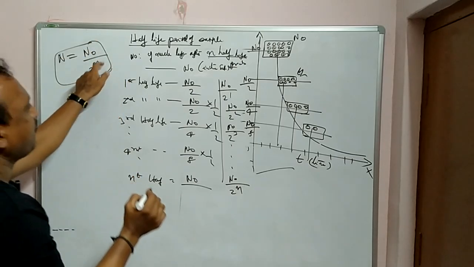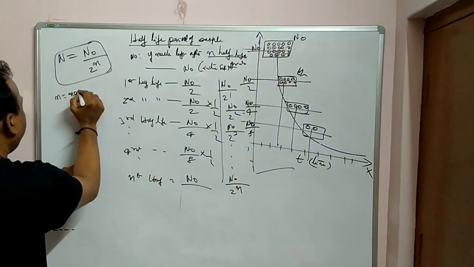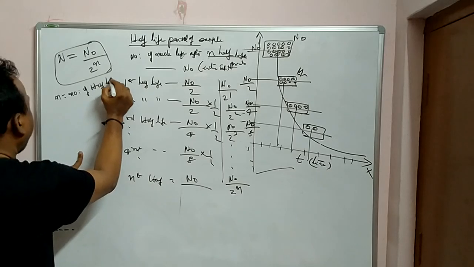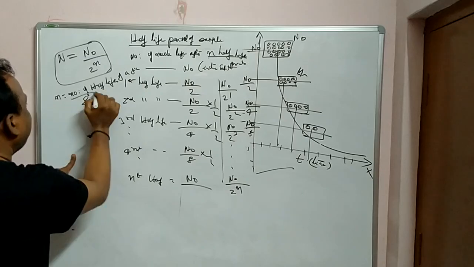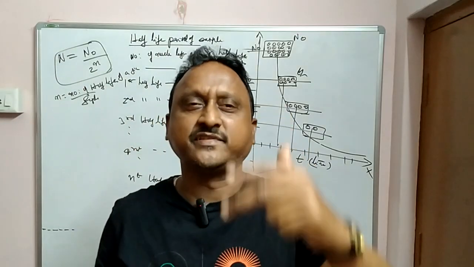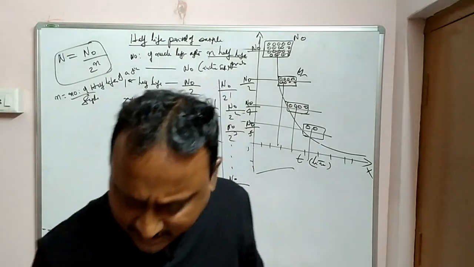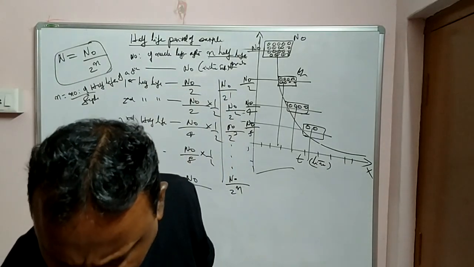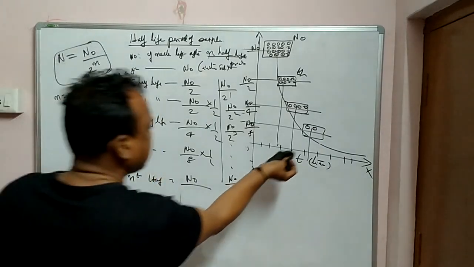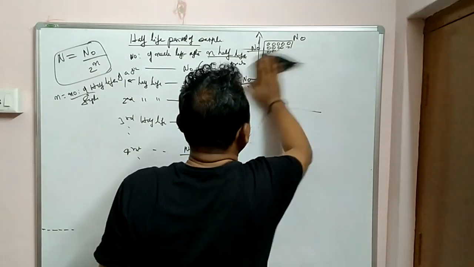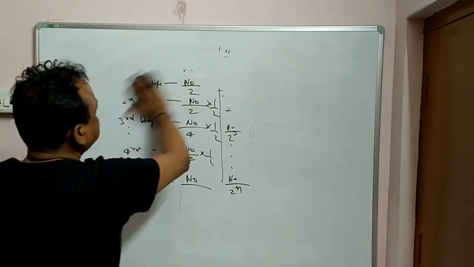Here n is the number of half-life periods. n is equal to the number of half-lives of a given sample. Any halves? 2 halves, 3 halves, 10 halves, or 100 halves. This n will tell you the number of half-lives of a given sample, please. Clear? Any doubt? Okay, right. Now let us go further. This is how you have to explain and understand the radioactive law and different formulas relating to that.